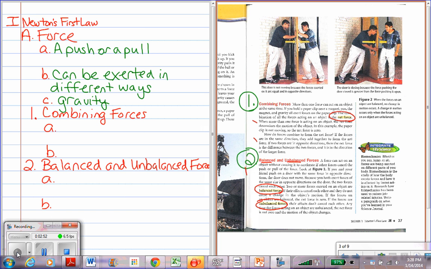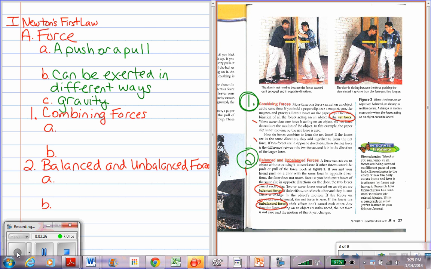Okay, so we have our first red heading. It's combining forces. We're going to read this. More than one force can act on an object at the same time. If you hold a paperclip near a magnet, you, the magnet, and gravity all exert forces on the paperclip. The combination of all the forces acting on an object is the net force. When more than one force is acting on an object, the net force determines the motion of the object. In this example, the paperclip is not moving, so the net force is 0.